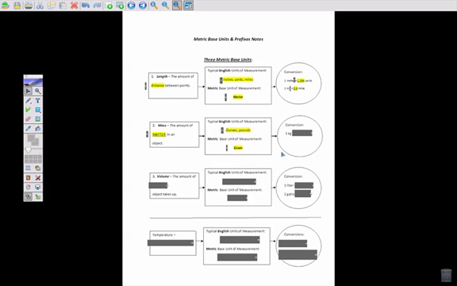If we have a large object, we might have it in kilograms. If we have a small object, we might have it in centigrams or milligrams. One of the conversions we'll get used to is 1 kilogram is 2.2 pounds.